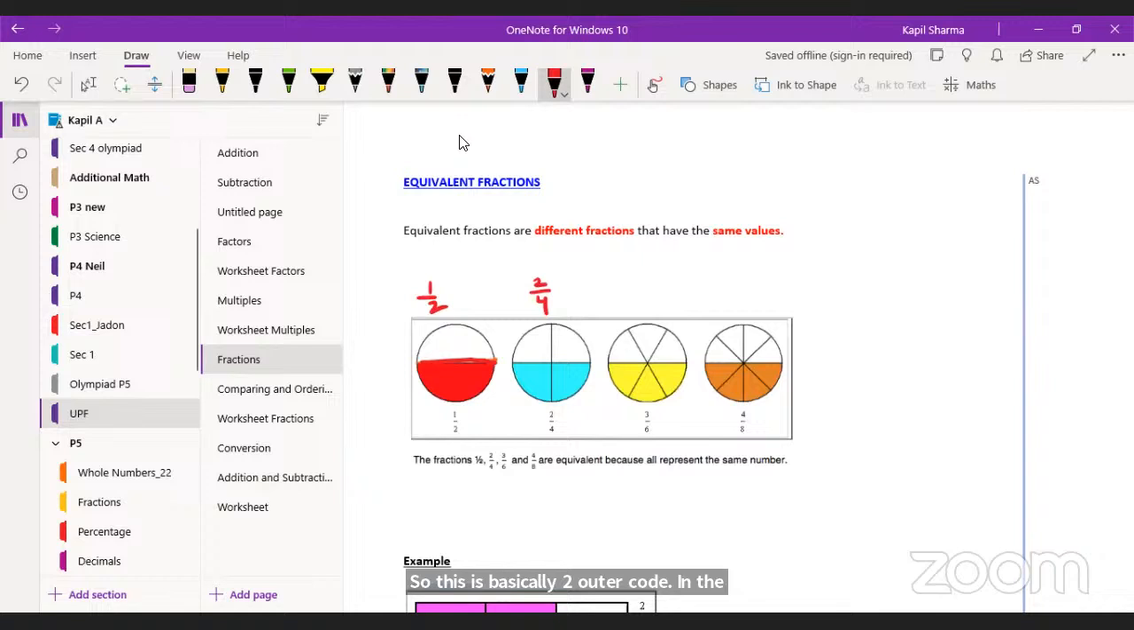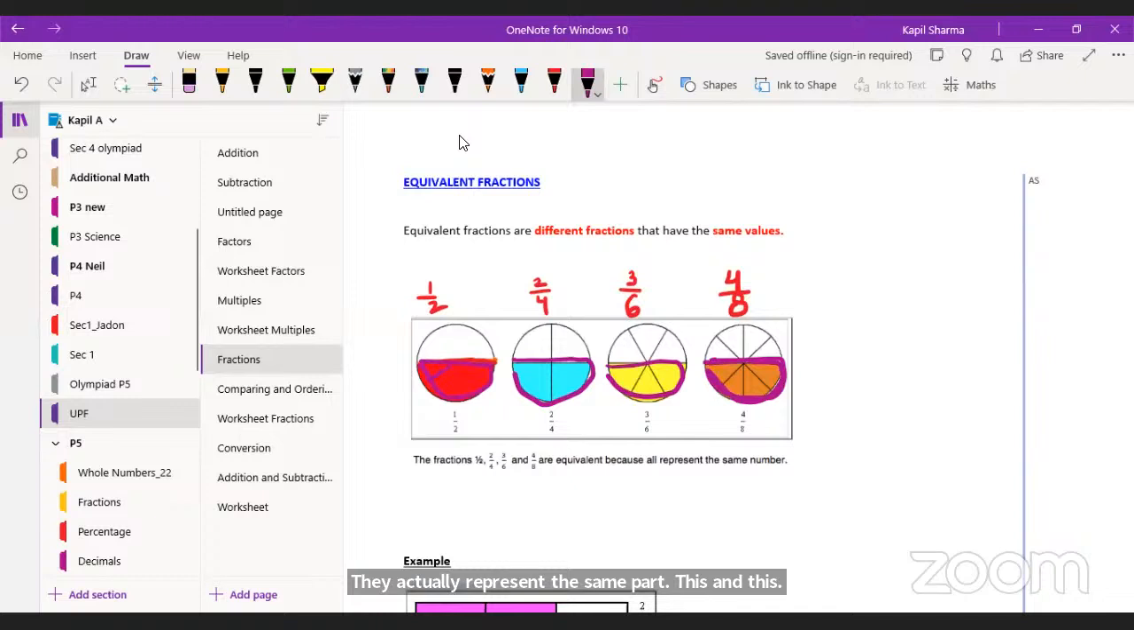In the third one, the circle has been divided into 6 equal parts. And we have shaded 3 out of those 6. So it's basically 3 out of 6. And in the last one you can see 8 equal parts. 4 have been shaded. So we have 4 over 8. But if you look at these 4 circles, we see that they actually represent the same part. Eventually, we have the same part shaded in all four circles.